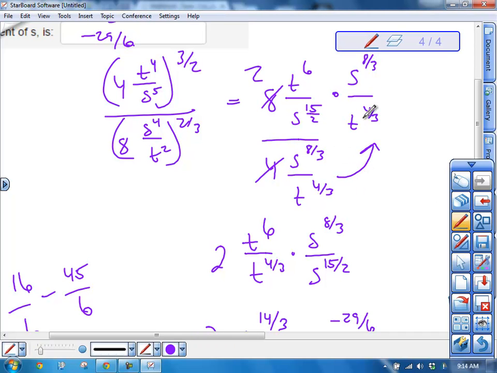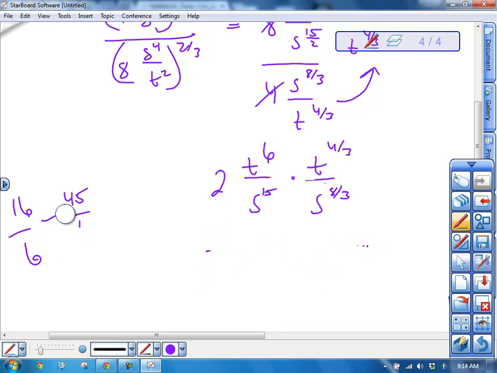When you move to the numerator, it should be reciprocated. So this should have been t over 6 times t to the 4 thirds. And at the bottom you have s to the 15 halves. And then this would have gone to the bottom, so then s to the 8 thirds. So now that's what I should have done right there.